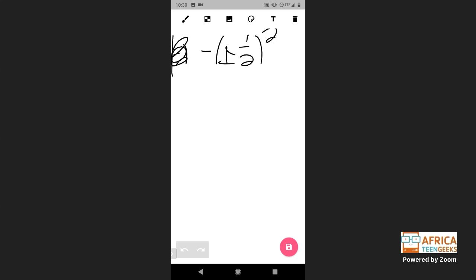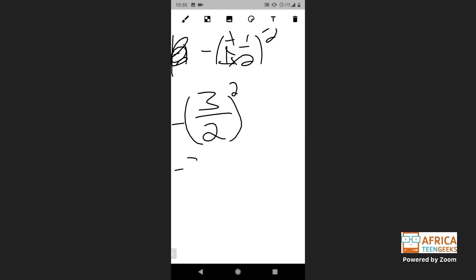You know when we convert our mixed fraction to a proper fraction, we say 2 multiplied by 1 plus 1, so our numerator will be 3. So we'll have 3 over 2 to the power of 2. It's negative 3 over 2. When you have a negative even outside the bracket, it means the fractions inside are negative. Obviously we have negative 3 over 2 multiplied by negative 3 over 2.